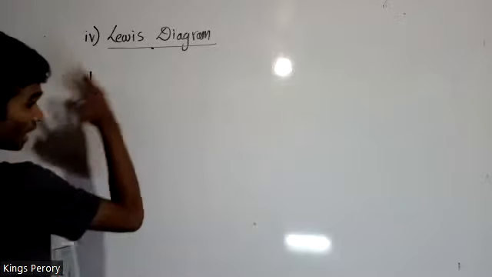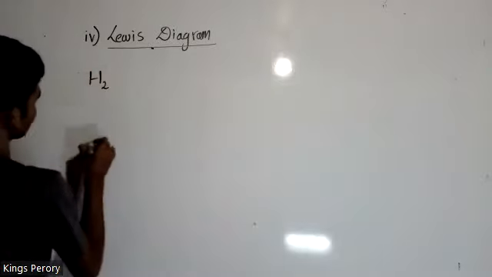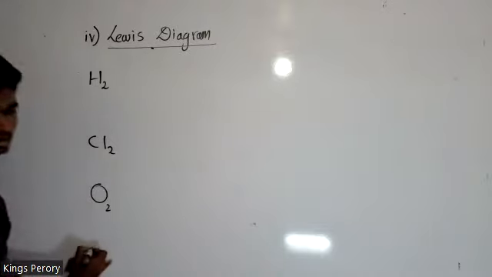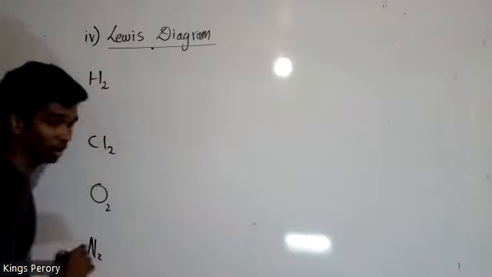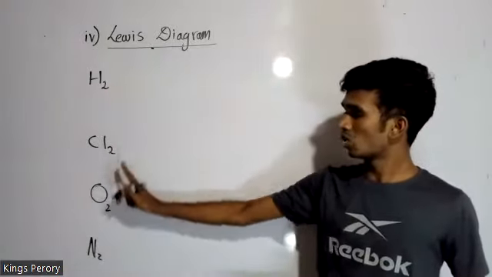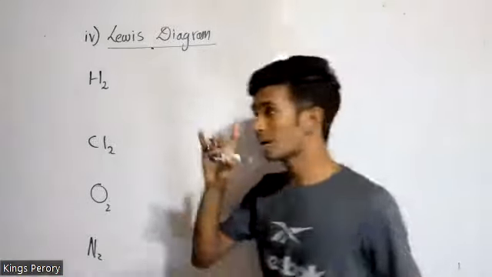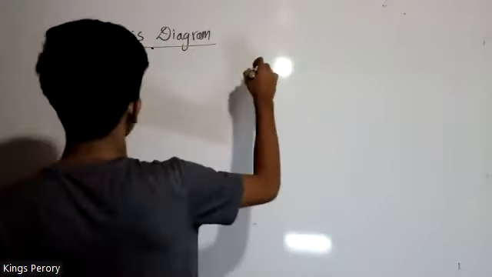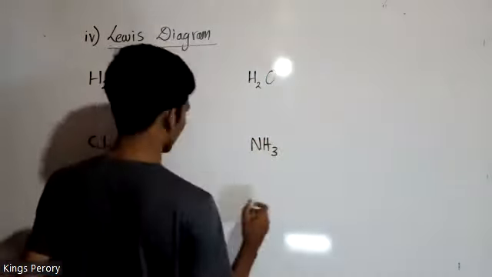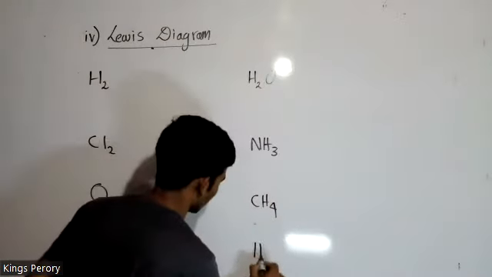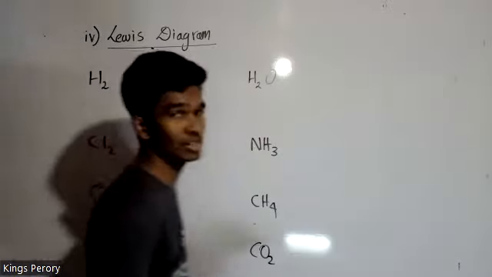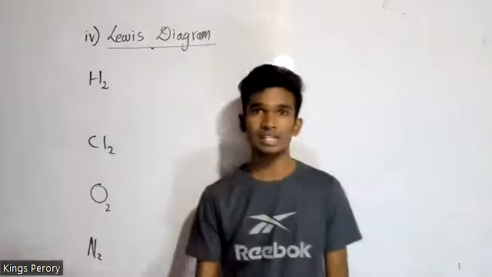There are 4 diatomic molecules: hydrogen, chlorine, oxygen, nitrogen. Only 4 diatomic molecules are there. And there are 4 heteroatomic molecules. What are the heteroatomic molecules you have? You have water, ammonia, methane, carbon dioxide, CO2. There you go. These are the 8 structures that you should know. These are in the syllabus.